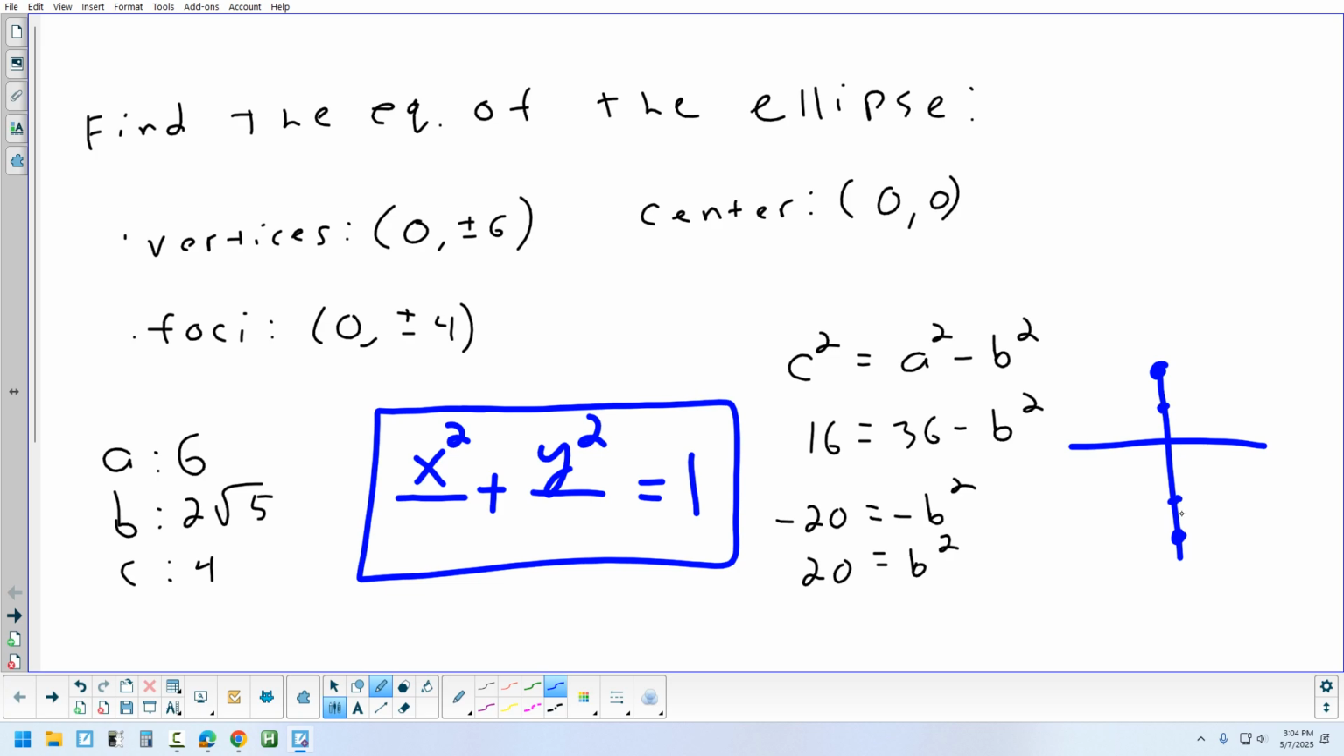That means we want the major axis to go vertical, which means what is going to go under the y squared? 36. 6 squared. Yep. So we want the bigger number under y, that makes it go vertical. And what are we going to put under x squared? 20. 20. That's b squared. And that is the equation of your ellipse. Okay. Any question on that one?